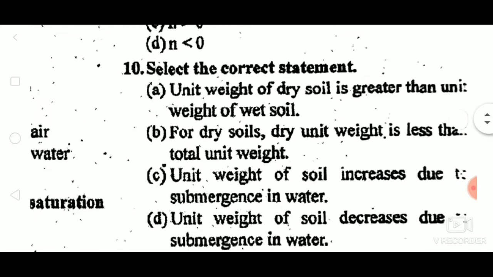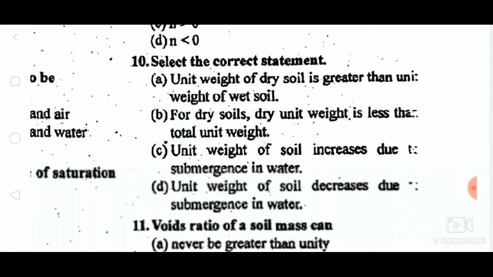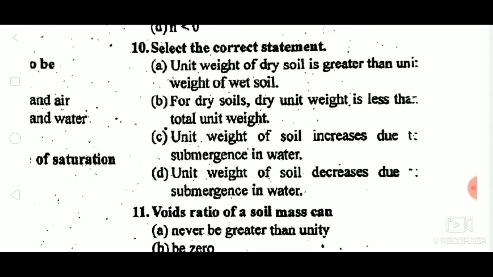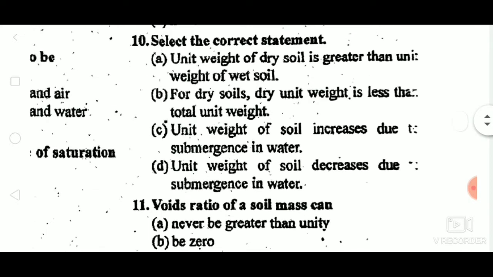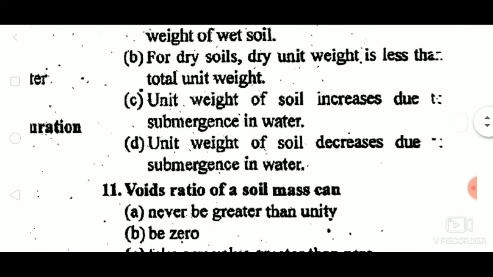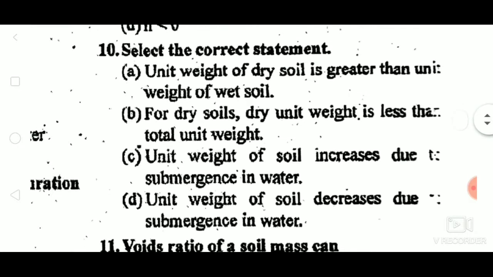Next question: select the correct statement. Here option A, unit weight of dry soil is greater than unit weight of wet soil. It is wrong because unit weight of dry soil is always less than unit weight of wet soil. Next option: for dry soils dry unit weight is less than total unit weight. That's also wrong. And option C, unit weight of soil increases due to submergence in water. That's also wrong because unit weight of soil decreases with submergence in water. Next option: unit weight of soil decreases due to submergence in water. Option D is the correct answer.